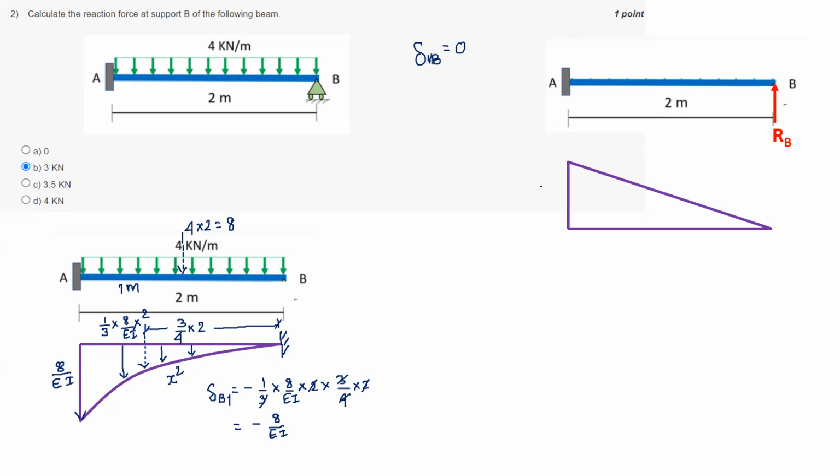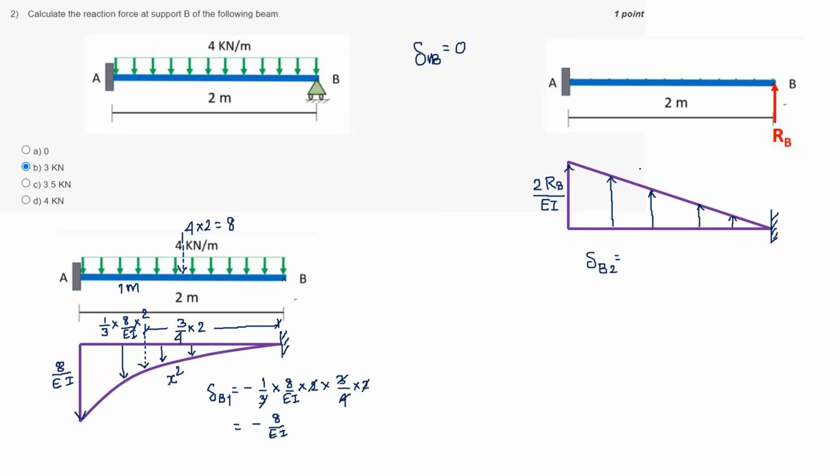So what will be the bending moment over here? We have 2 into RB, due to the concentrated load, RB considered as a concentrated load. If I take the M by EI diagram, it is divided by EI. Now if we go for the conjugate beam, we will consider this as fixed, and this will be the displacement in the upward direction. Now we take moment about B, and from this we will get delta B2.